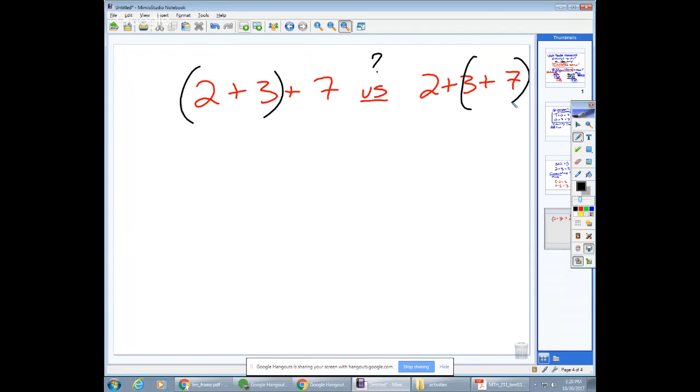Okay, everyone's shaking their head. No, let's just double check for fun. Order of operations says you really ought to do it this left way. So 2 plus 3 is 5. Then add 7 to get 12.